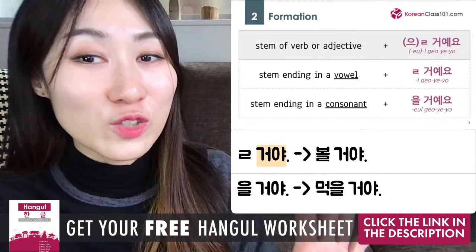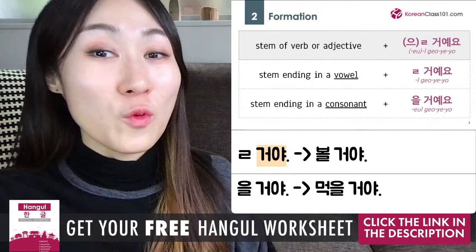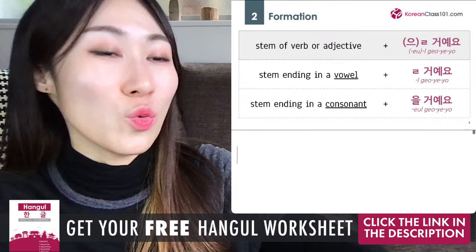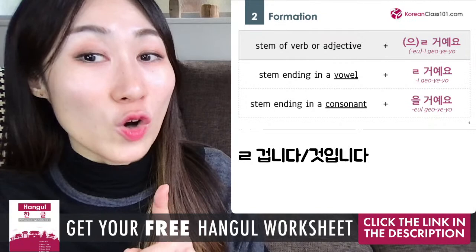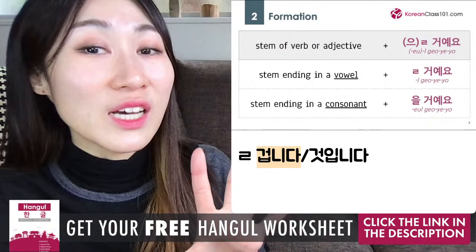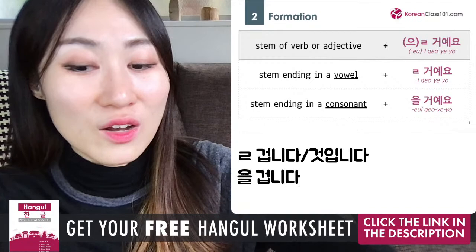Now, you want to know the formal form, right? The formal form is also very simple. Don't worry. 을 겁니다. 겁니다. Or the original form is 것입니다. This is the same. 겁니다 is the shortened form of 것입니다. And there is 을 겁니다 or 을 것입니다. This is a formal form.